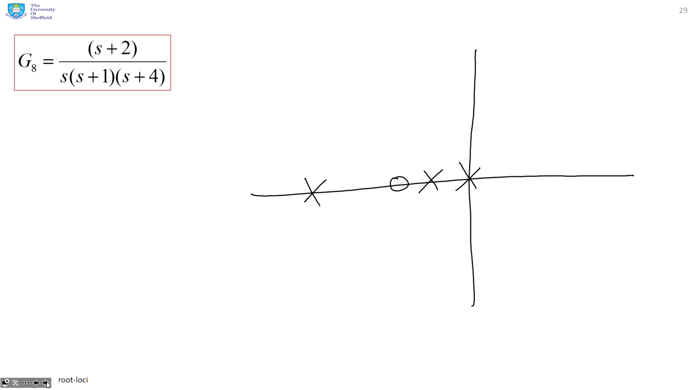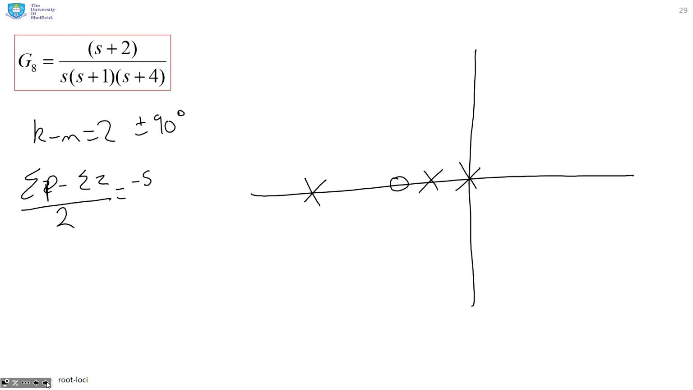Right, rule 3, how many asymptotes? Well, k minus m is 2, so I'm going to get plus or minus 90 degrees. Rule 4, sum of poles minus sum of zeros divided by 2 is going to give me -5 plus 2 over 2, which is -1.5. So if I use a blue point, it means the centroid is going to be there. I'll now put my plus and minus 90 degrees. So there are my asymptotes.